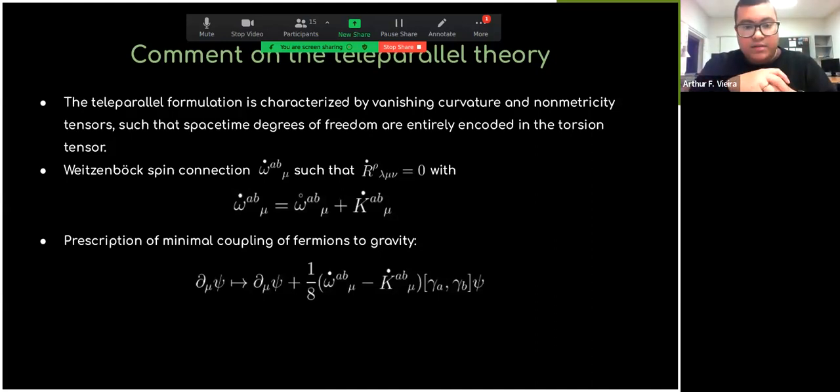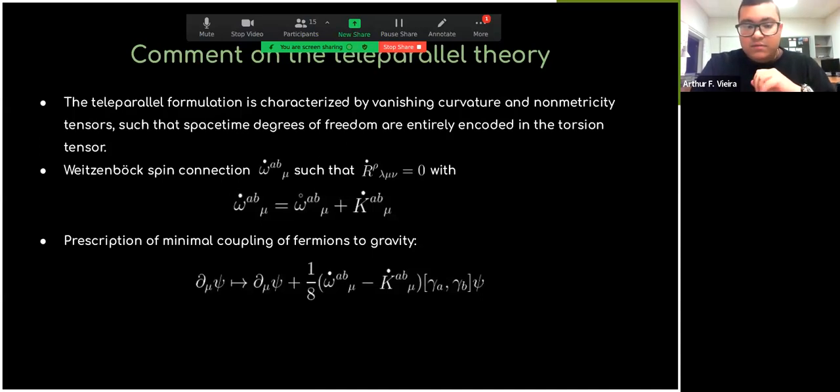And if you want to follow the same procedure that we did, but in this teleparallel theory, the prescription of minimal coupling of fermions to gravity is done like this. And you see that the combination that appears in the covariant derivative, regarding the spin connection and the contortion, are only regarding the Weitzenböck spin connection and contortion.